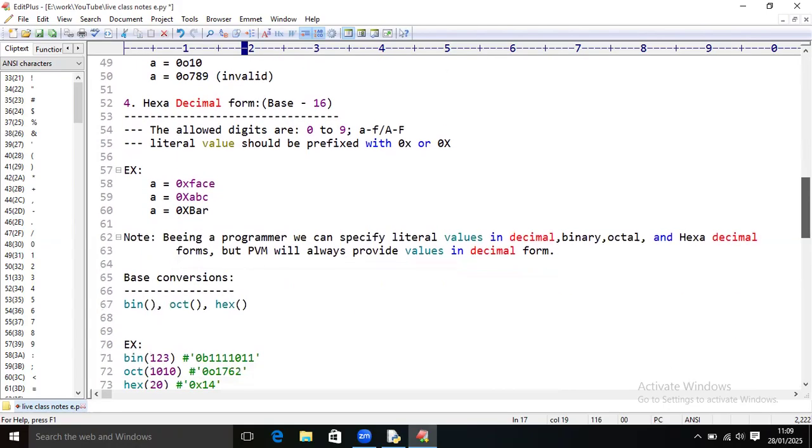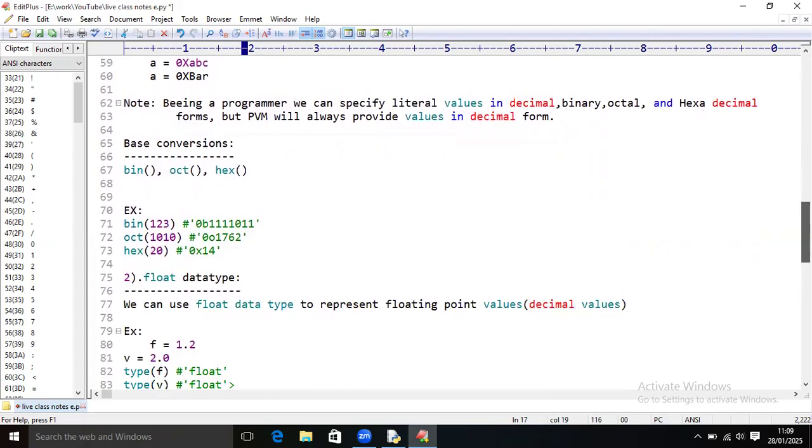Then we discussed base conversions from hexadecimal to binary, binary to octal, and octal to hexadecimal. How we can convert is by using bin, where bin means binary, and the number we want to convert we specify here. Then it will automatically convert like this.